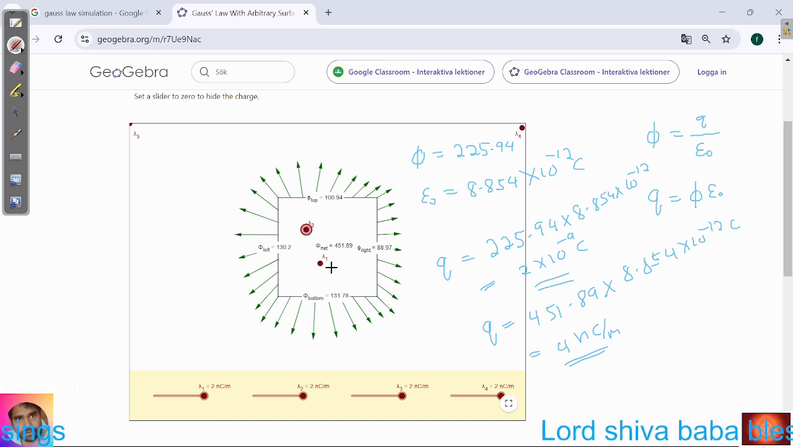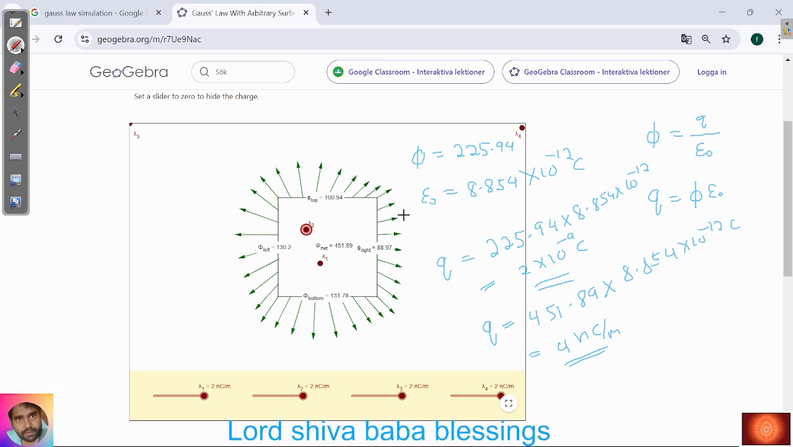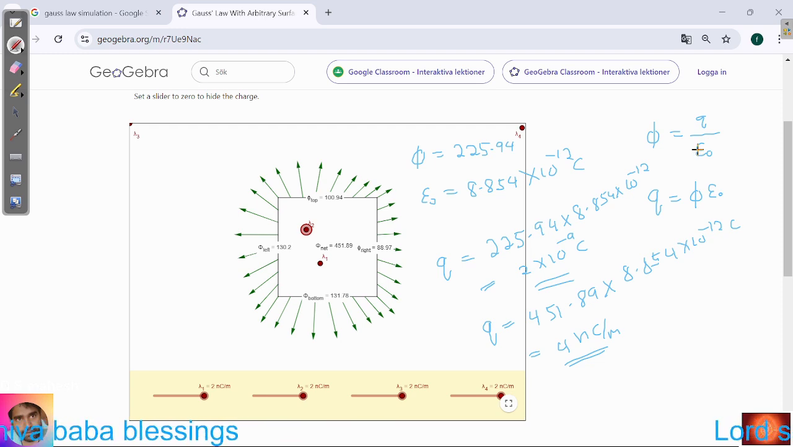So this is how we'll be able to calculate the charge enclosed within the Gaussian surface by making use of the Gauss statement, that is phi is equal to q by epsilon naught. So I think you have understood the concept clearly with this simulation.